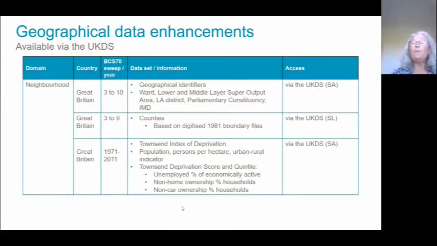There's also geographical neighbourhood data available via the UKDS. So geographical identifiers, for example, the electoral wards and output areas, are available from age 10 to 46 under secure access licence. Also counties lived in from age 10 to 42 based on digitised 1981 boundary files. And from 1971 to 2011, there's a measure of material deprivation, the Townsend Index of Deprivation, as well as persons per hectare, urban-rural indicators, and score on percentage employed, percentage households, non-home ownership and non-car ownership.